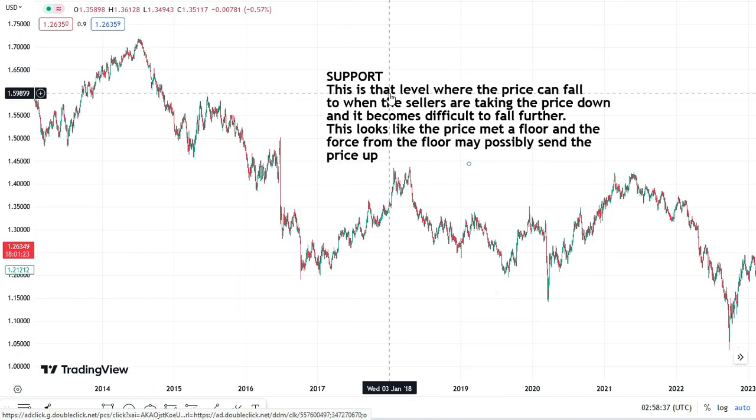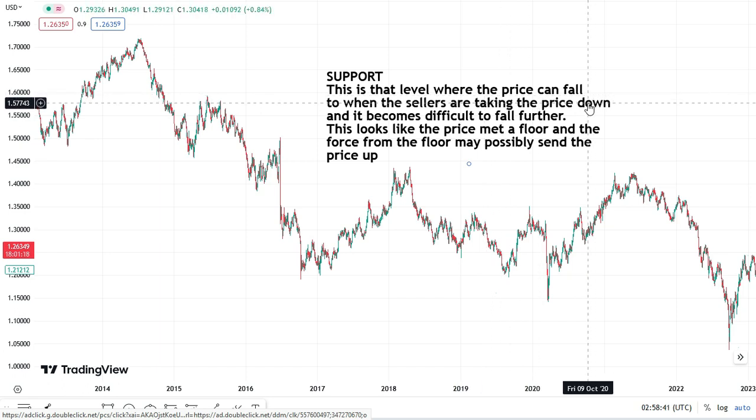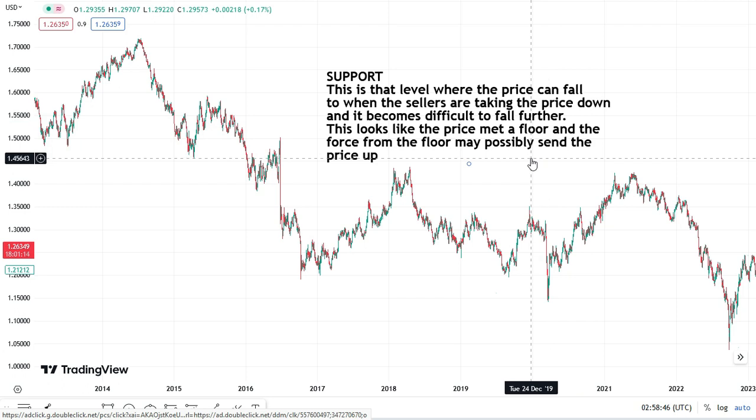Support. This is that level where the price can fall to when the sellers are taking the price down and it becomes difficult to fall further. This one now looks like the price made a floor and the force from the floor may possibly send the price up. So I want you to understand something here carefully.